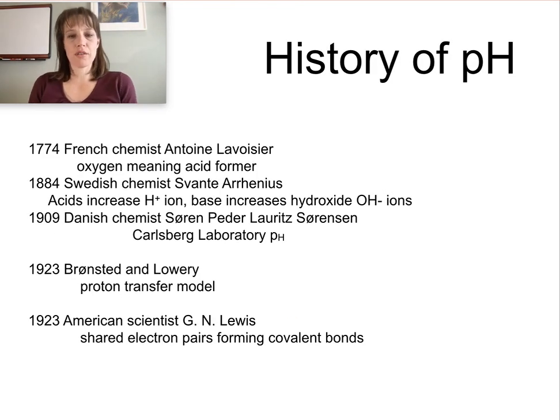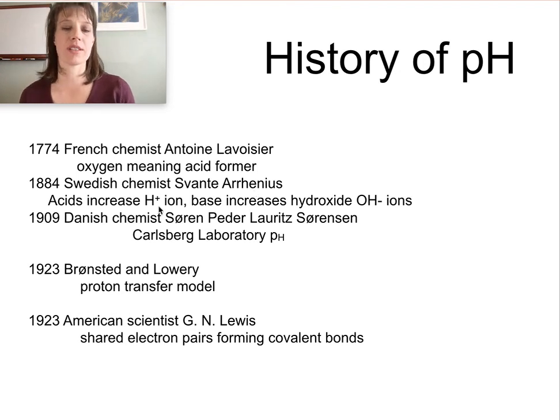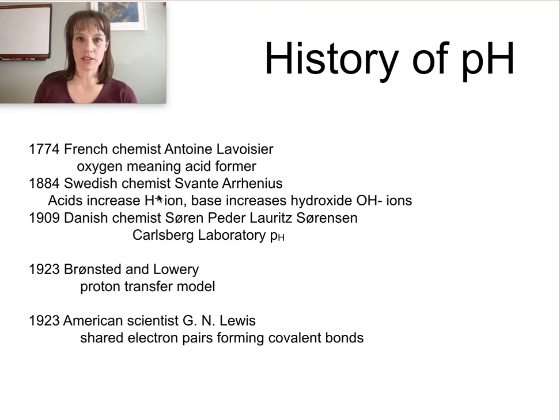So just a quick review of what we talked about. We were talking about the history and the theories of pH. In 1774, the French chemist Antoine Lavoisier was looking at acids that had oxygen, and that's where he actually came up with the original word acid. And then in 1884, Svante Arrhenius had the model of acids increasing the hydrogen ion concentration, and that's where we get the hydronium ion, and the base is increasing the hydroxide ion concentration in solution. So that's his model, frequently what we look at.